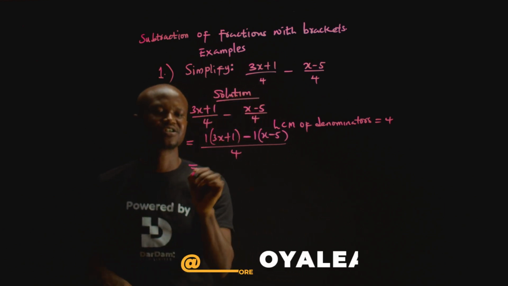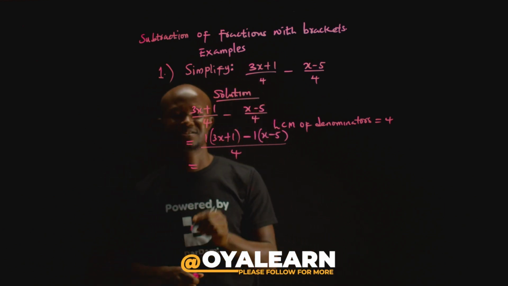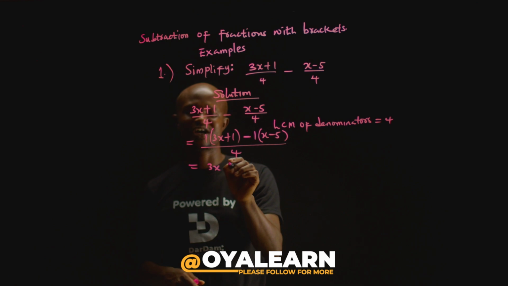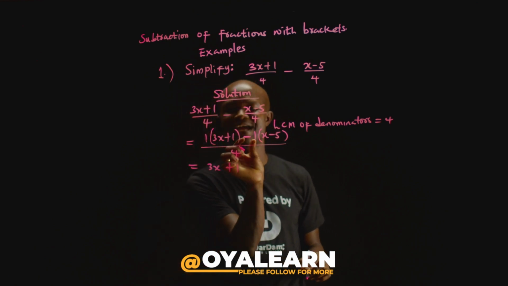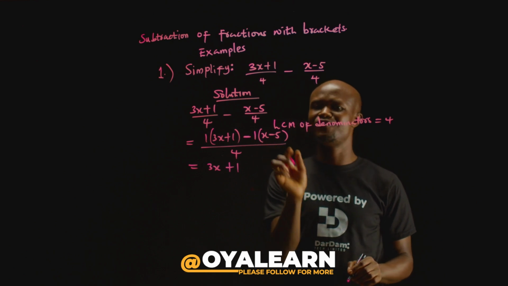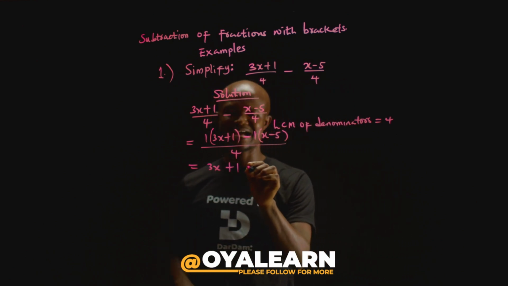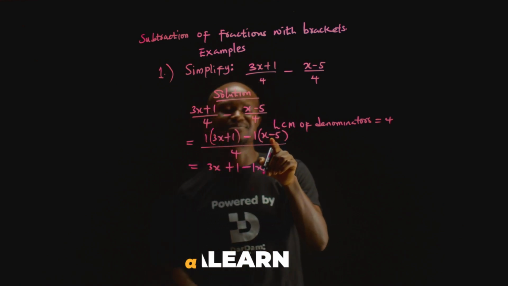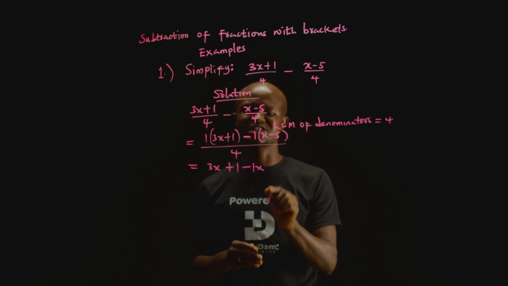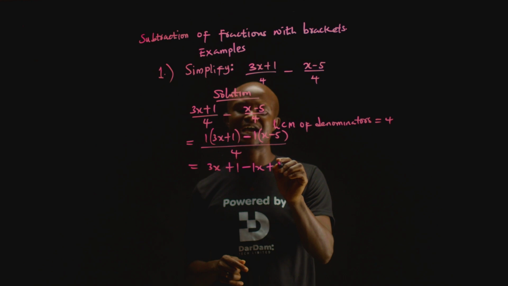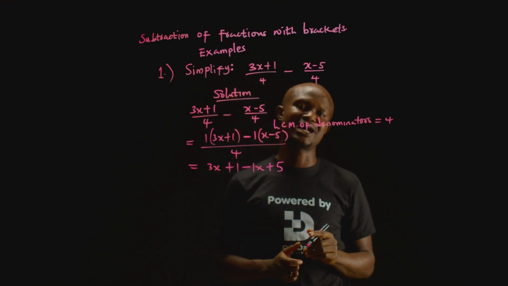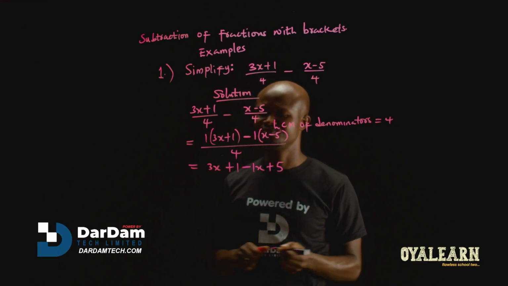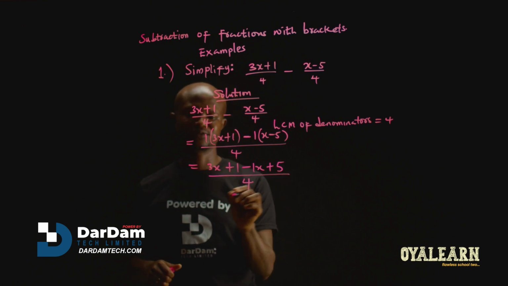So in this case, we are going to expand the brackets. 1 times 3x, we have 3x. 1 times plus 1, we have plus 1. Then minus 1 here, we multiply everything inside the bracket. Minus 1 times x, we have minus 1x. Minus 1 times minus 5: minus times minus is plus, then 1 times 5 is 5. Hence, minus 1 times minus 5 will give you plus 5. So we have divided by 4.